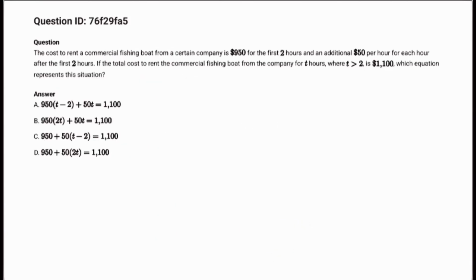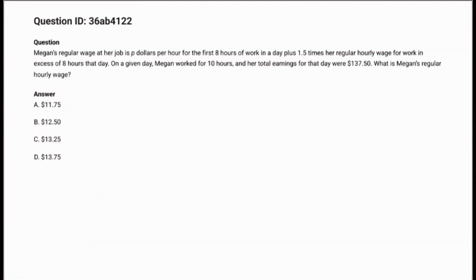A commercial fishing boat from a certain company costs $150 for the first 2 hours and an additional $50 per hour for each hour after the first 2 hours. If the total cost to rent the commercial fishing boat from the company for t hours, where t is more than 2, is $1,100, which equation represents this situation? The cost to rent a commercial fishing boat for the first 2 hours and an additional $50. The answer is C.